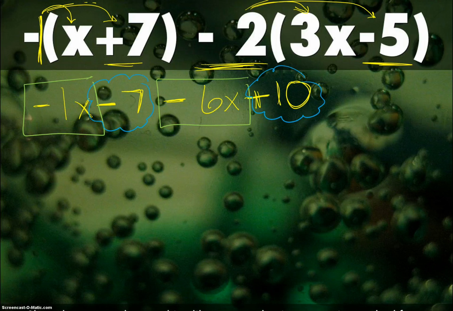So now to write this in standard form, I'm going to take my variables and put them first. I have negative 1x and another negative 6x. In all, I have negative 7x. Then I can combine my constants, negative 7 plus 10. Different signs subtract, so I have 10 minus 7 gets you a positive 3, because I keep the sign of the bigger one. So my answer is negative 7x plus 3. That is as far as I can go. I've used the distributive property. I cannot combine those because they're not like terms.